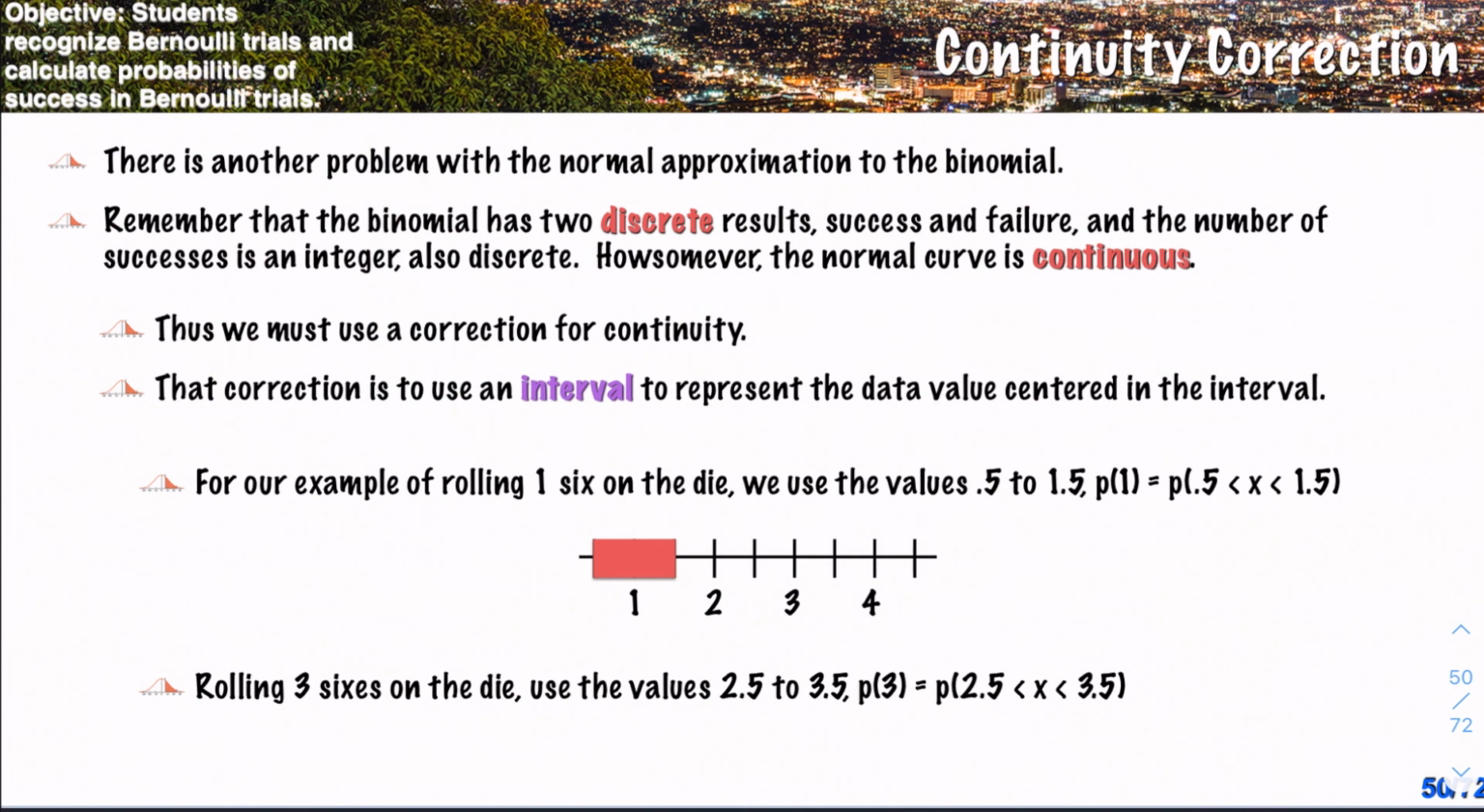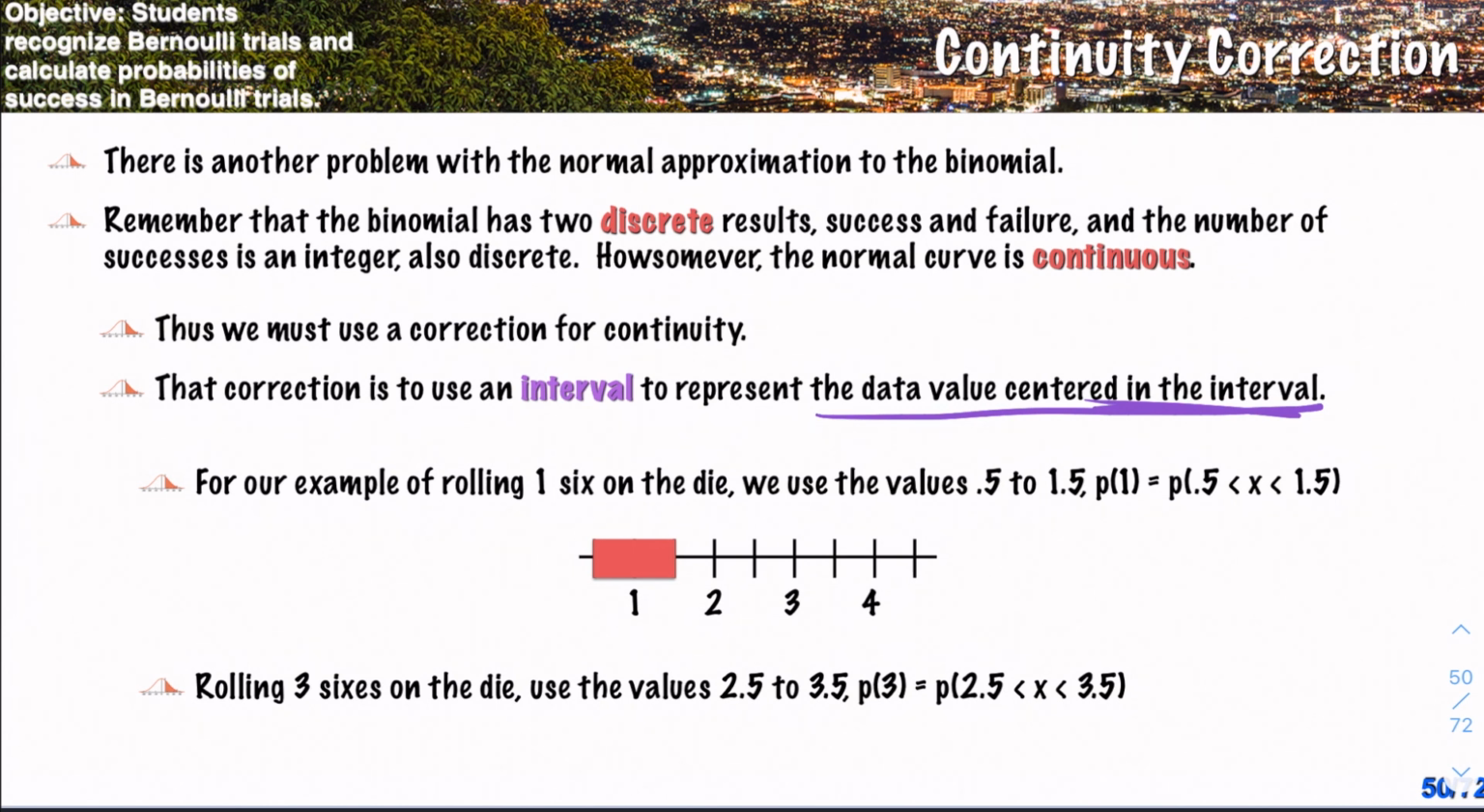So there is another problem with the normal approximation to the binomial. Remember, binomial has two discrete results, success and fail. And the number of successes is an integer, also discrete. However, the normal curve is continuous, and that's the trouble. We're not going to go into the calculus of this, but we must have a correction factor for being continuous as opposed to discrete. So the correction factor is to use an interval to represent the data centered at the value you want.